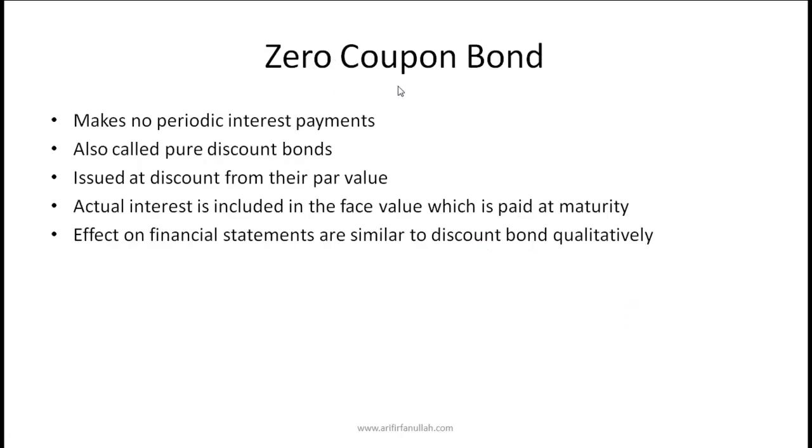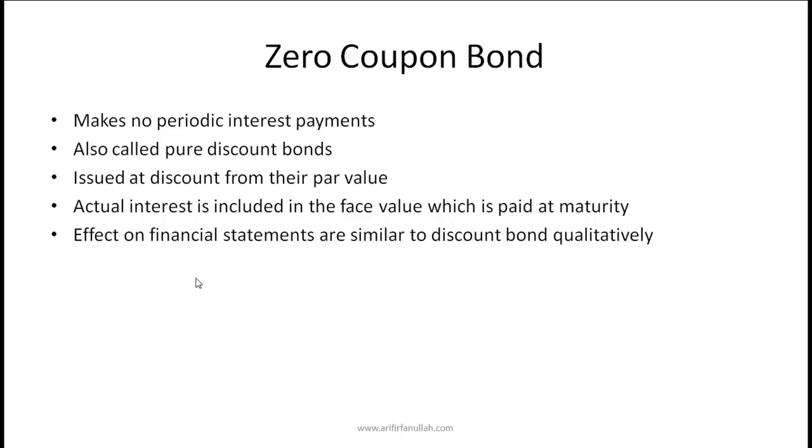Zero coupon bonds. These are bonds which make no periodic interest payments. They are also called pure discount bonds. They are always issued at a discount from their par value. The actual interest is included in the face value, which is paid at maturity, and the effect on financial statements is similar to a discount bond, at least qualitatively speaking.